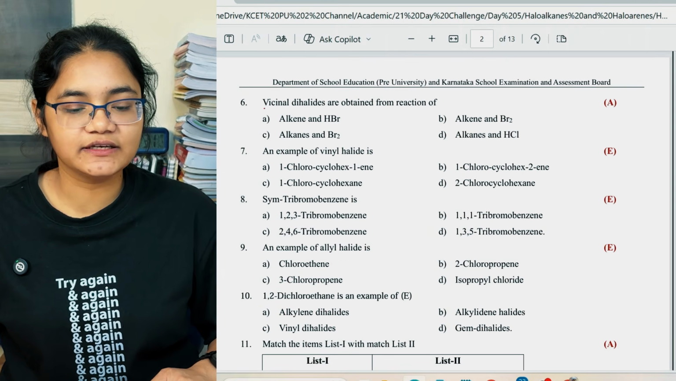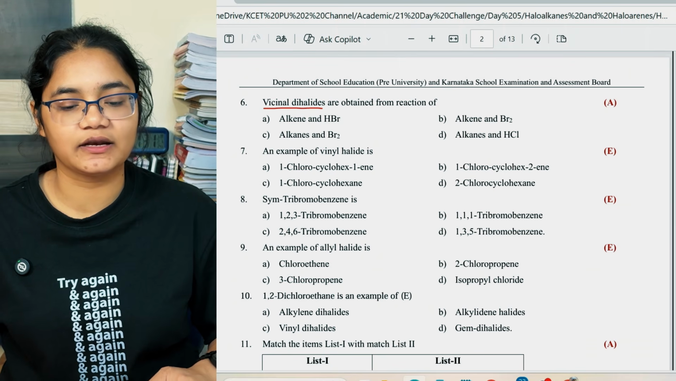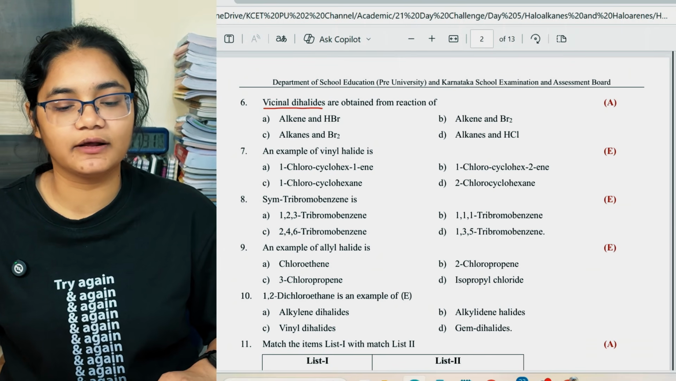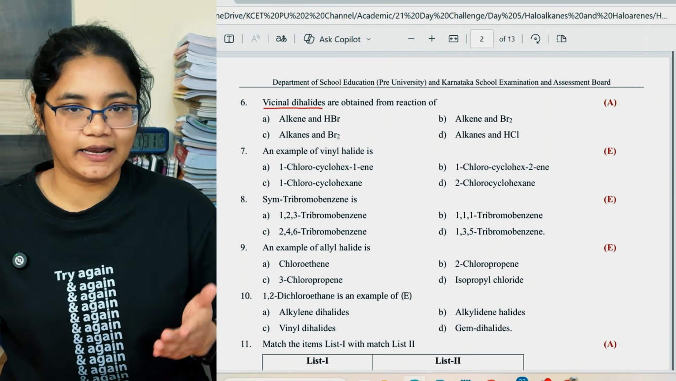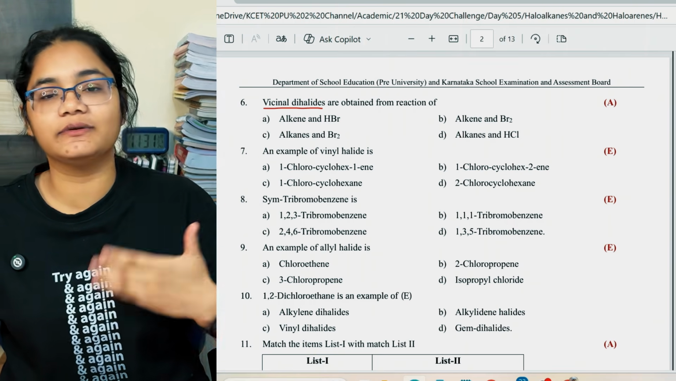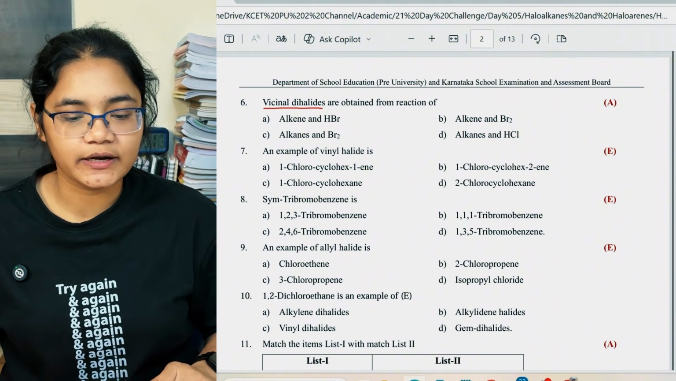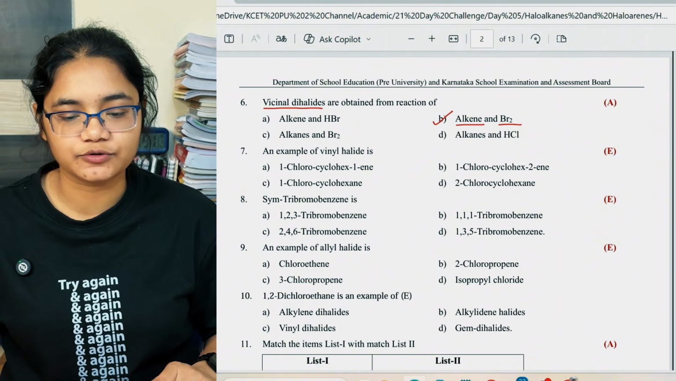Next is vicinal dihalides are obtained from the reaction of. So if you have a double bond and you are reacting it with Br2, it will give you vicinal dihalides, means the two adjacent carbons will have halogen groups. So it is alkenes with Br2, so option number B.